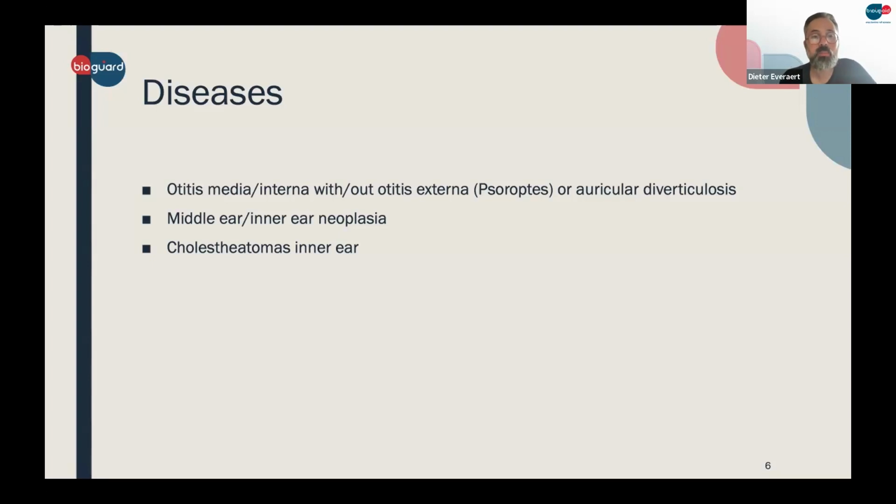Less common diseases with middle ear problems are middle or inner ear neoplasia. Also, cholesteatomas in the inner ear can cause peripheral vestibular disease, but it's way less common than the otitis media with or without otitis externa.